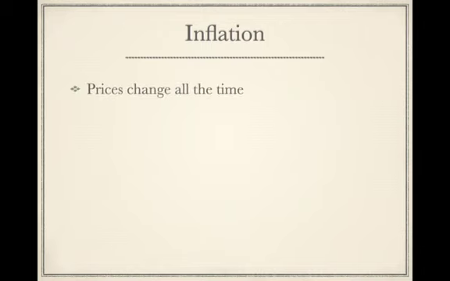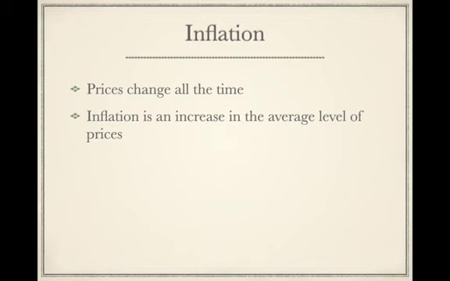We know that prices change all the time. Prices move all over the place because of fluctuations in supply and demand, or both. Inflation is not a change in a price. So the fact that the price of toilet paper has gone up does not mean that we have seen inflation. The fact that the prices of certain other goods have gone down does not mean that we have seen deflation or negative inflation. Inflation, rather, is an increase in the average level of prices, or in the price level.